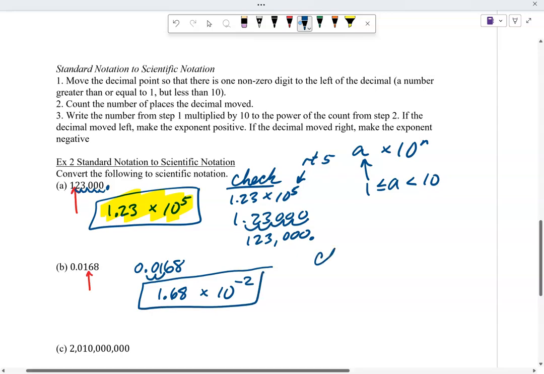Okay, so let's check it. To the negative 2 means I'd go left. So left 2. Again, I'm looking at it in scientific notation, so I'm going to move it left 2. So 0.0168 if I move it left 2. There's our original number. So we did that correctly again.